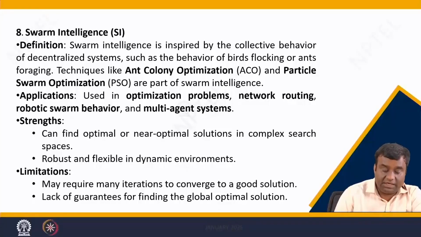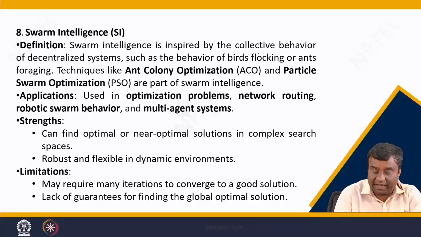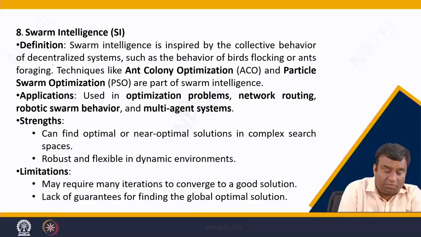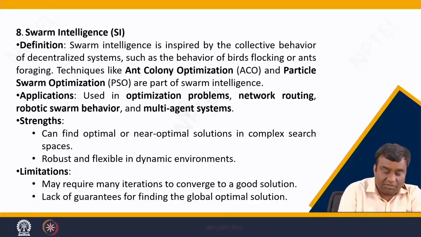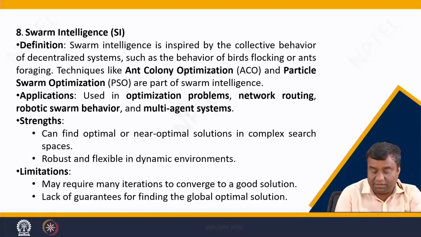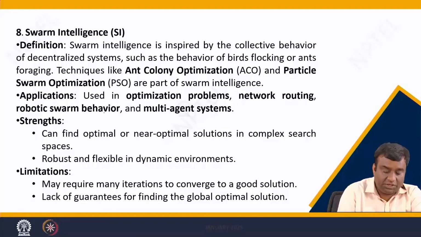Next one is swarm intelligence. Swarm intelligence is inspired by the collective behavior of decentralized systems, such as birds flocking or ant colonies. Techniques like ant colony optimization and particle swarm optimization are a part of swarm intelligence. Applications: used in optimization problems, network routing, robotic swarm behavior, and multi-agent systems.